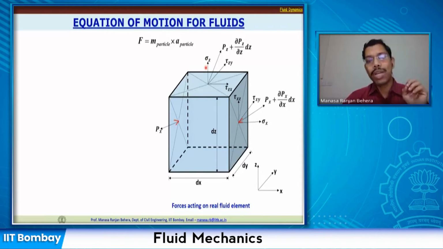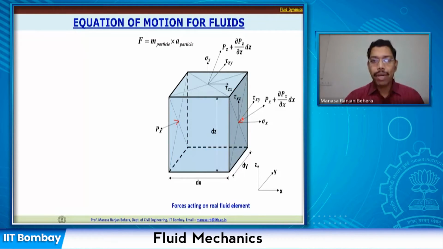In addition to the normal stresses, there will be some shear stress which will act, because if the fluid is in motion, there will be some motion between the elements. They may not be moving with the same velocity. So if there is a difference in the velocity or motion between two different fluid elements, then there is going to be some shear. These shear stresses can be represented using the notation tau.